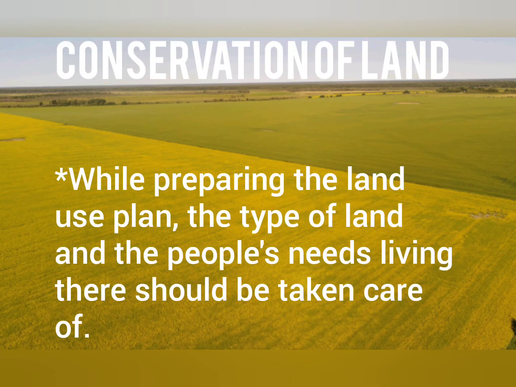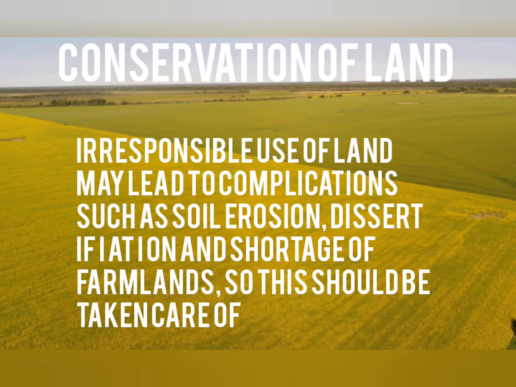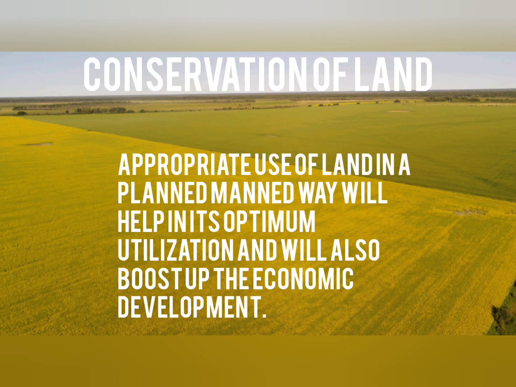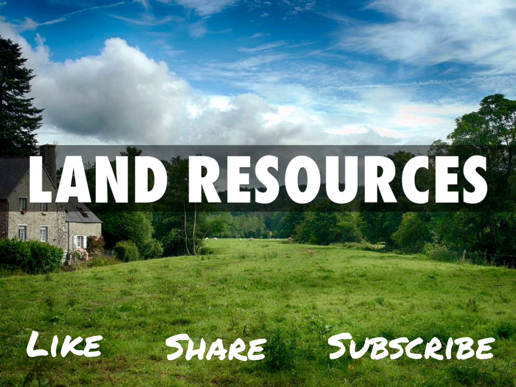While preparing the land use plan, the type of land and the needs of the people living there should be taken care of. Irresponsible use of land may lead to complications such as soil erosion, desertification, and shortage of farmlands. So this should be taken care of. Appropriate use of land in a planned way will help in its optimum utilization and will also boost up the economic development. That's all for today.